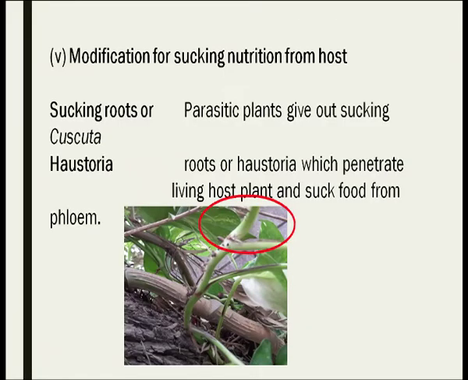In this picture, what you see, I have circled red some portion of the plant where you see small projections coming out of the stem. These are the haustoria. Haustoria perform the function of sucking nutrition from the host plant. And these haustoria are present in cuscuta and certain varieties of ipomoea, and also in money plant, commonly known as money plant. So then these are another few pictures.